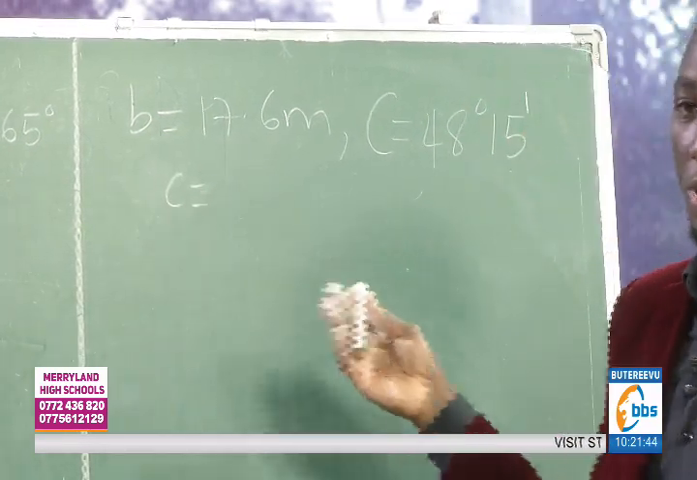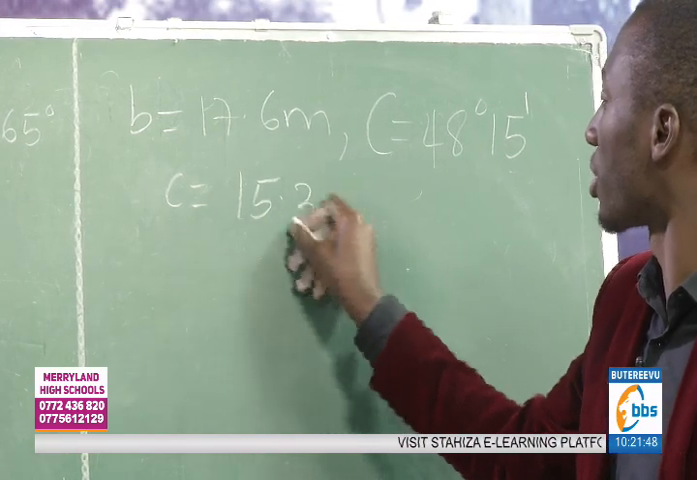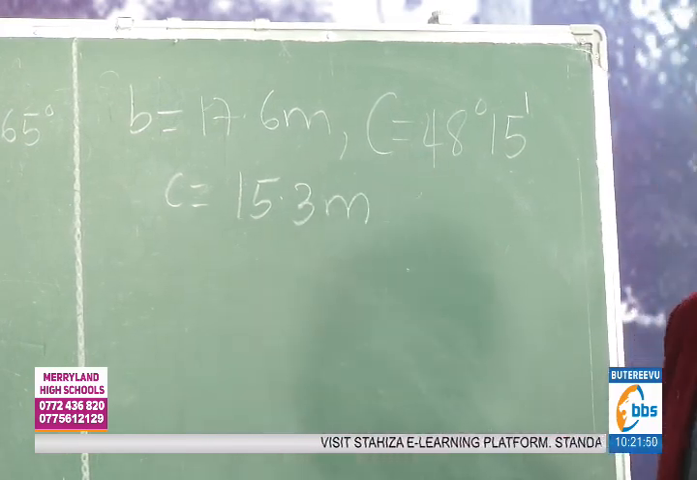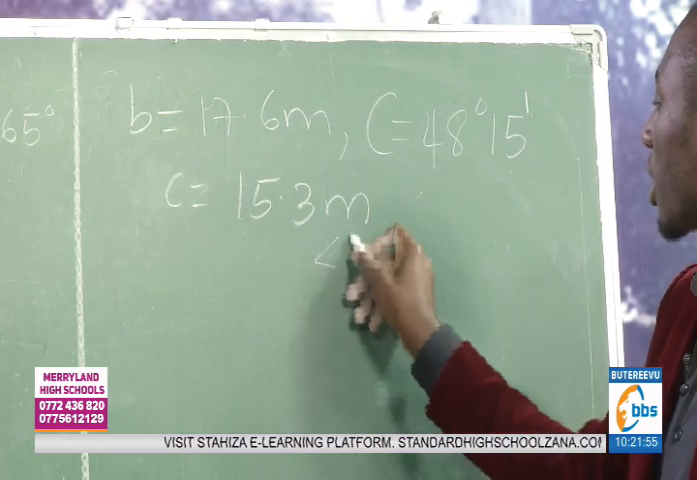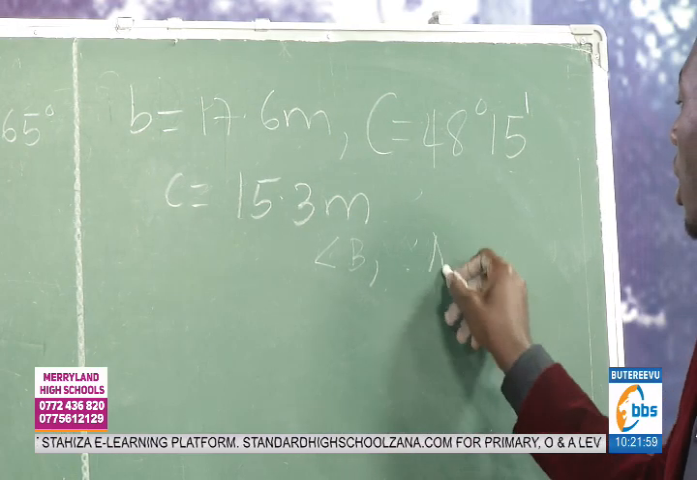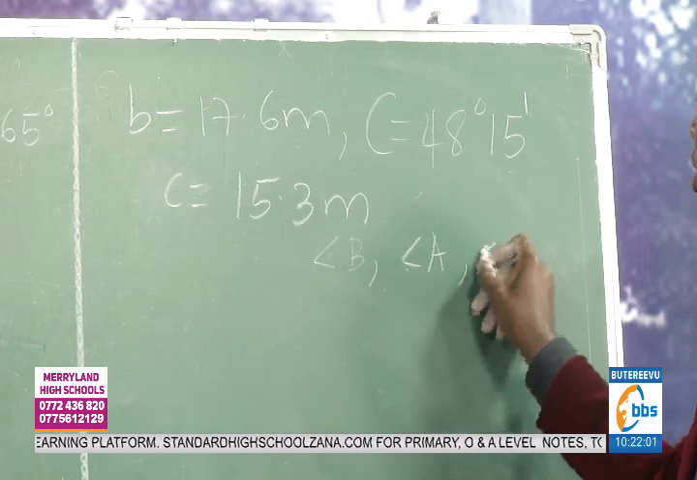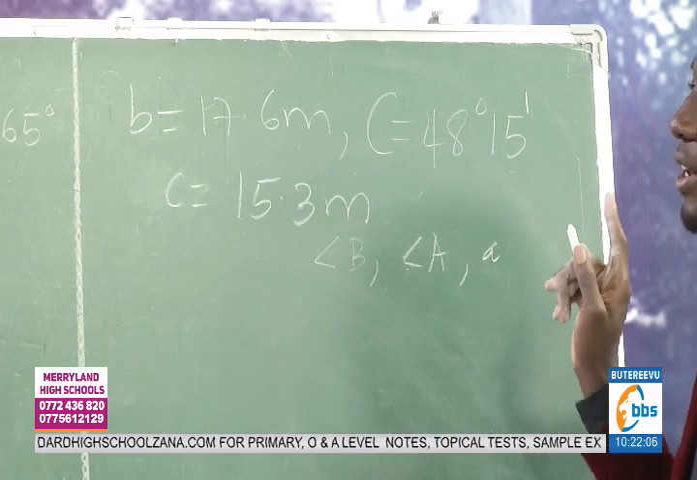This is the small c now, 15.3 meters. Only I'm going to explain something very small. We are asked to solve this. That means they want us to get angle B, also angle A, and then also side A. Those are the other things that we need to get: angle B, angle A, and side A.